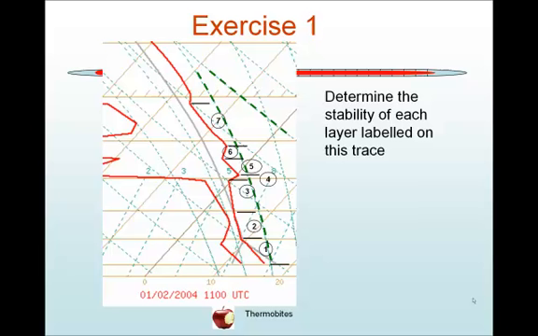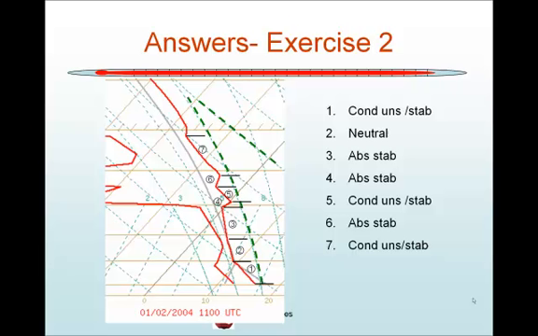Now here's an exercise. Determine the stability of each layer labelled on this trace. Pause the video and do this. So how did you go? What do you think? Well, again, layer 1, for this environment, you can see compared to the dry adiabatic lapse rate, it's stable, but for a saturated adiabatic lapse rate, it's unstable. We can argue the call with layer 2, but to me it looks neutral.